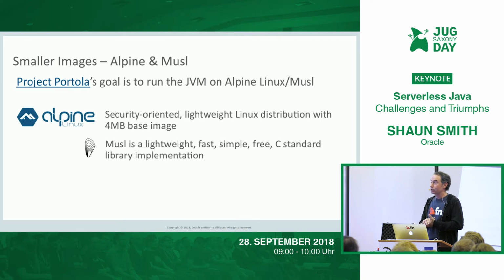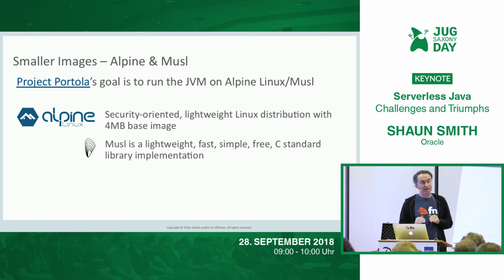Smaller images. So there's a project at OpenJDK called Project Portola. Their goal is to get the JDK running on Alpine Linux with musl for the C library. The reason it's considered a port is because there's a different library, right? So the JVM is built with, I think, libc. You know what I mean? And so this is a different library, so they're having to do a port. But this is a very small world, right? So we just want enough operating system to run the JVM. That's all we care about. We don't need all the other stuff. So this is a nice project at OpenJDK for solving this problem.